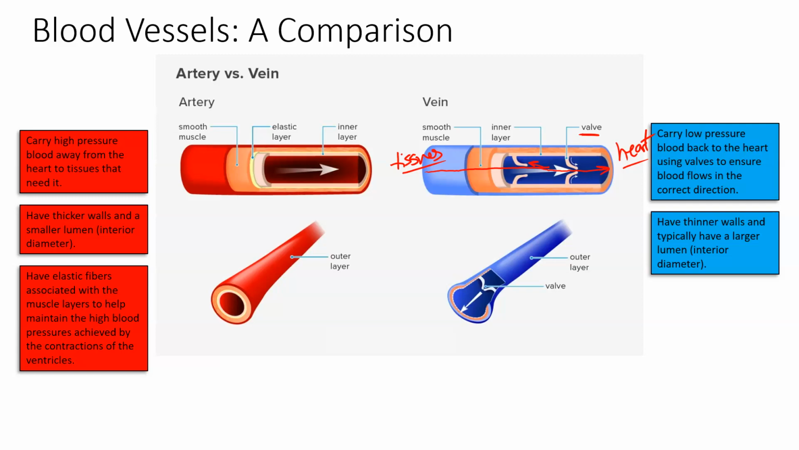And because it's low pressure, it needs to have valves. It needs to have larger interior diameters because of the low pressure. And it needs to have thin, kind of less muscular walls.